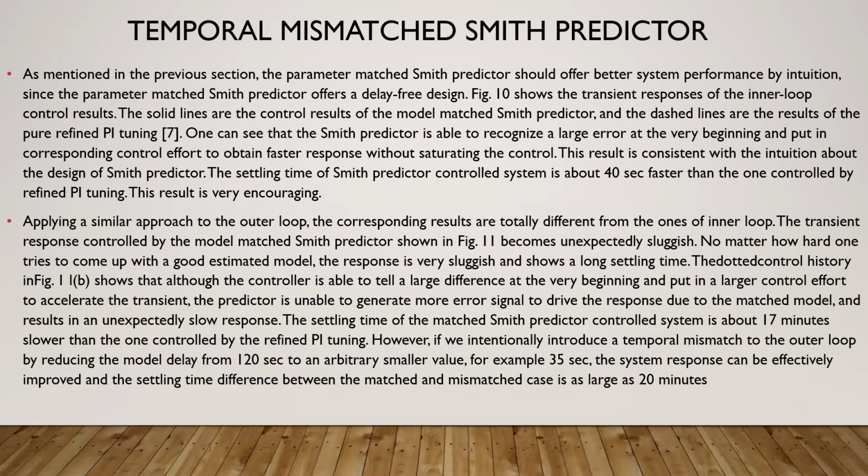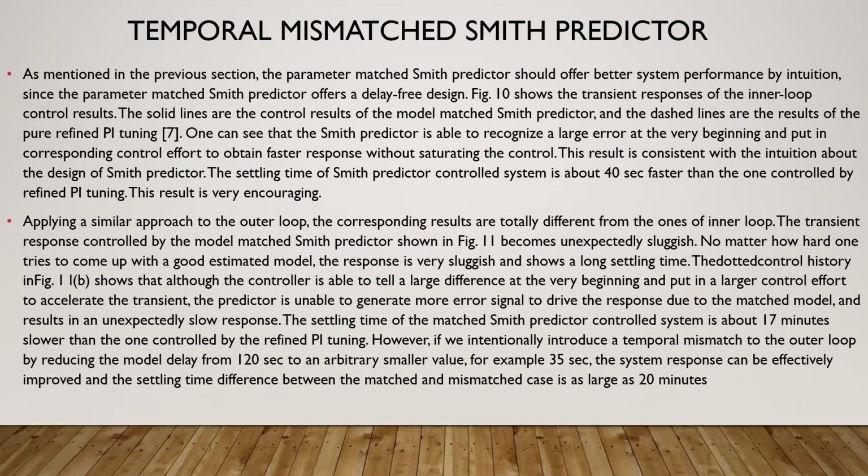Temporal mismatch Smith predictor. As mentioned in the previous section, the parameter matched Smith predictor should offer better system performance. The solid lines are the controlled results with the model matched Smith predictor, and the dashed lines are the results with the introduction of the temporal mismatch in the Smith predictor. The settling time of the mismatched predictor control system is about 40 seconds faster than the control by the matched one.